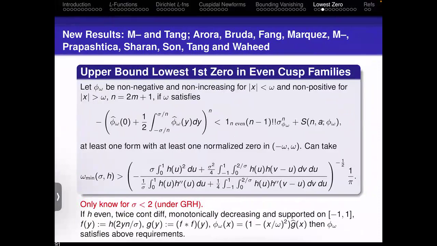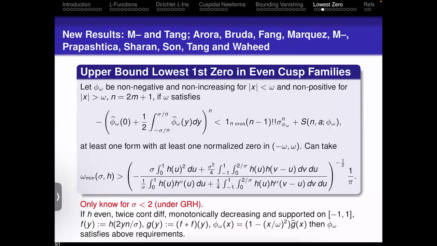What I have done with some of my students recently is trying to look at how far do we have to go to see the lowest first zero in a family of cuspidal newforms. So in all of them, what is the smallest that first zero can be? And so what we were able to do is, interestingly, now we're going to be letting our exponent be odd, not even. We showed that if you can find a test function phi, which is non-negative and non-increasing for x less than omega, and it's non-positive for x greater than omega, then we have a certain inequality, and there will be at least one form with at least one normalized zero in minus omega, omega.